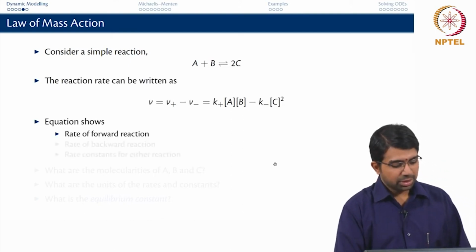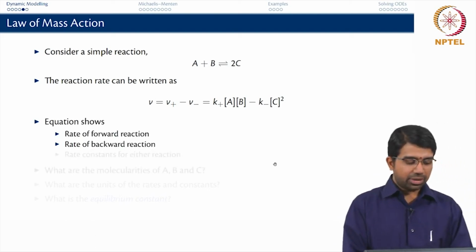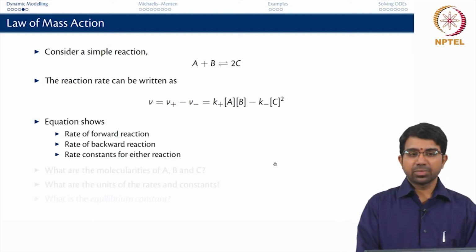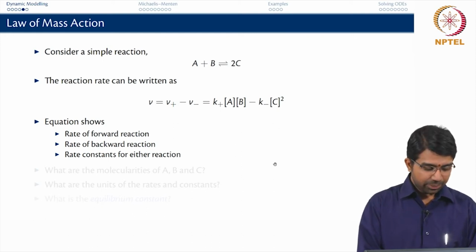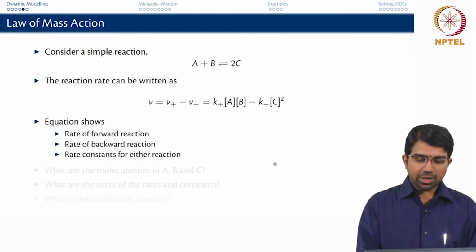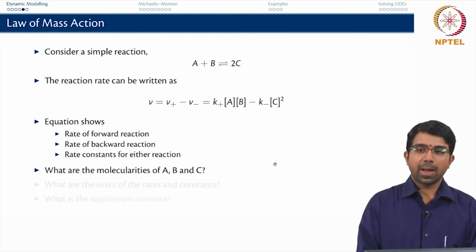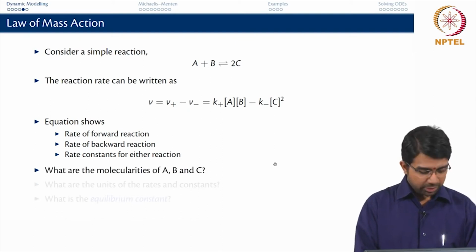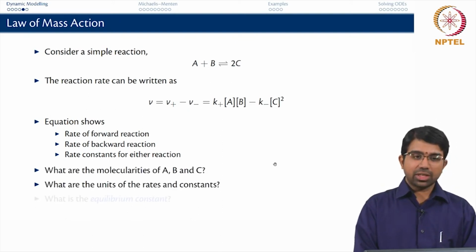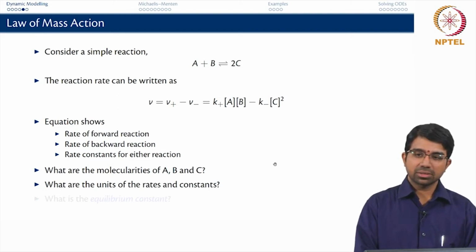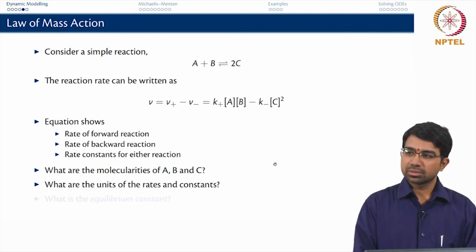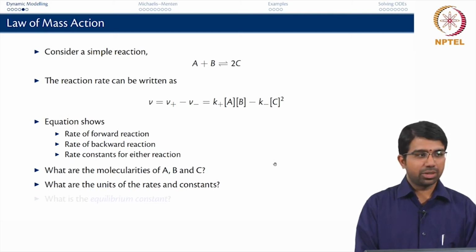So the equation shows the rate of the forward reaction, the rate of the backward reaction and rate constants for either reaction. What are the molecularities of A, B and C? 1, 1 and 2. What are the units of the rates and constants? Rate is always concentration per unit time.